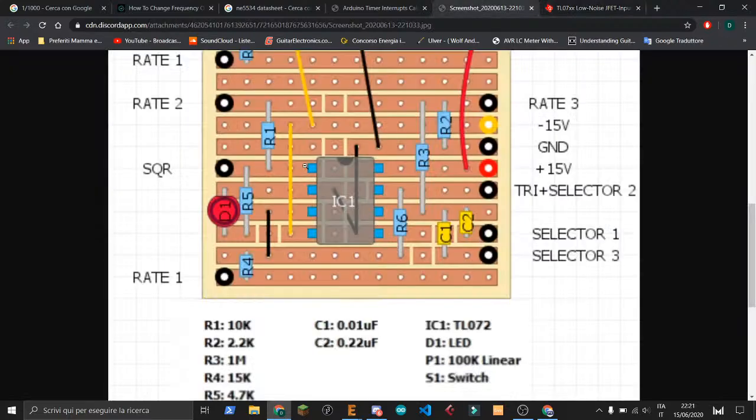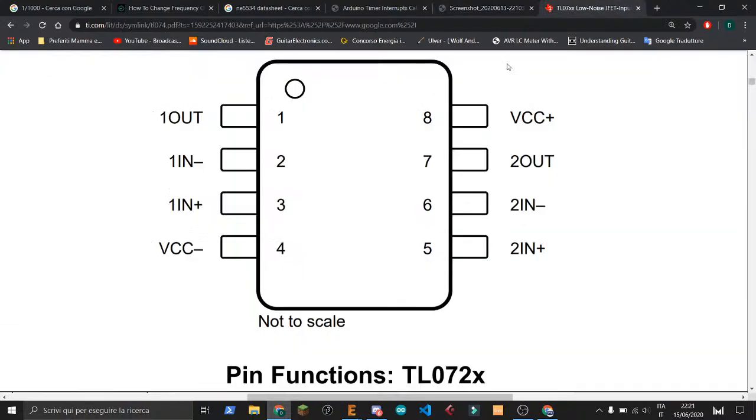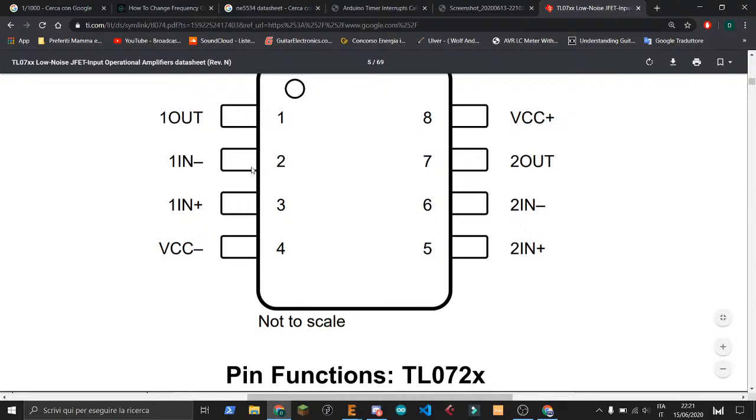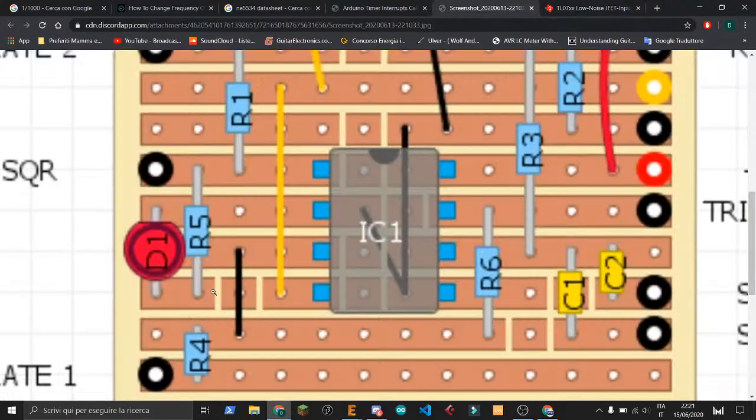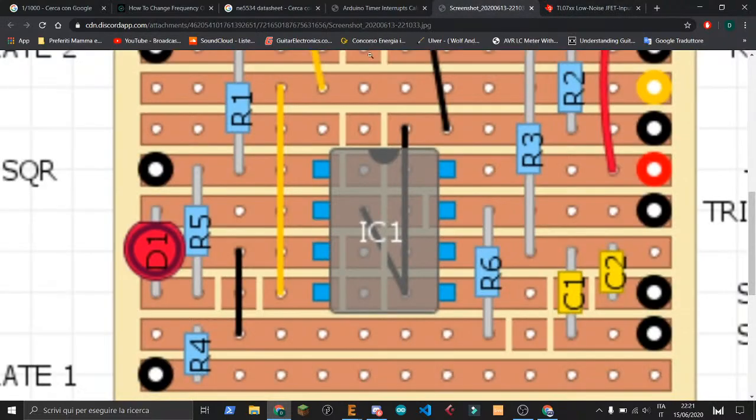So pin 1 is out. This is the output pin of the first operational amplifier. And this is connected through a diode to this pin. So it's basically out, R5, and here, in minus. The in minus is also connected to this.